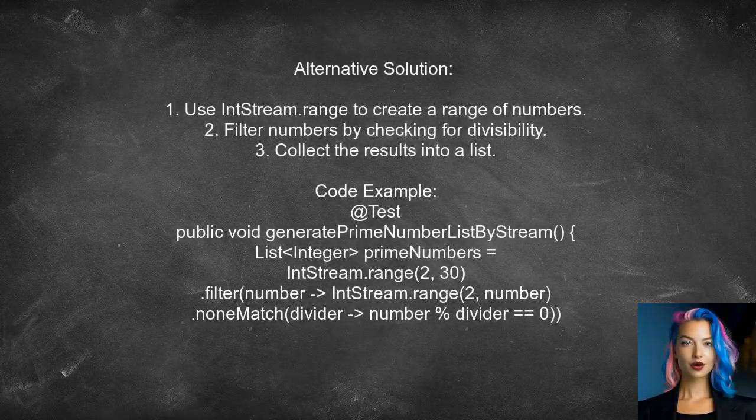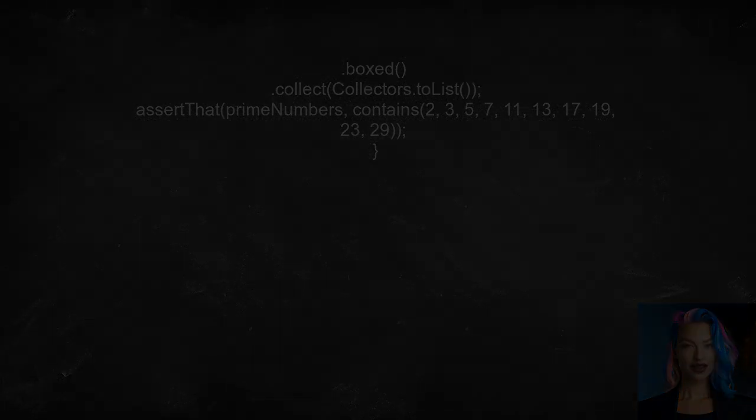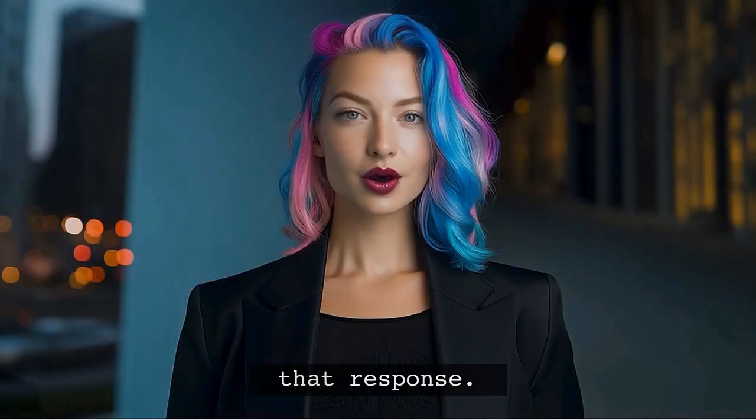An alternative approach provided by a user involves using Java streams to generate a list of prime numbers. They suggest filtering a range of numbers from 2 to 30, checking each number to see if it has any divisors other than 1 and itself. That's it for that response.